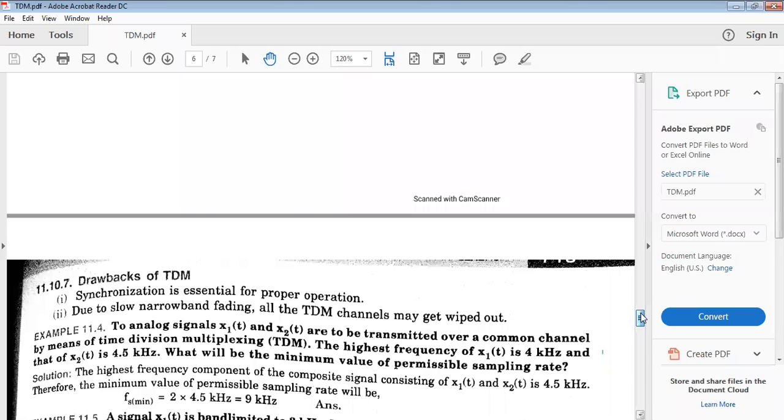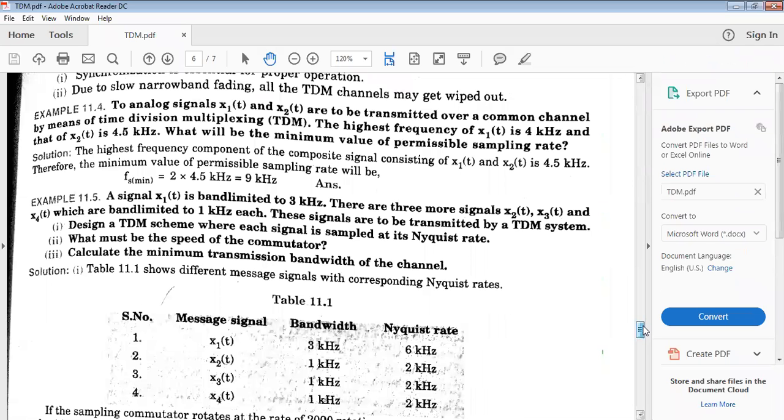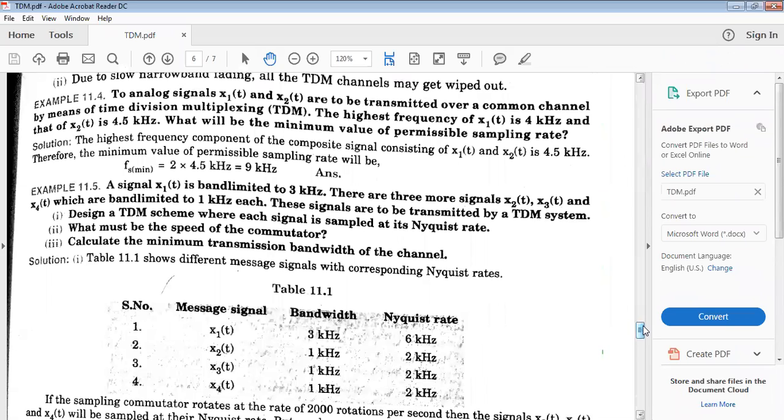Now coming to a problem. Can you see example 11.4? Obiru, Rupam, Sagorika, someone read out 11.4.